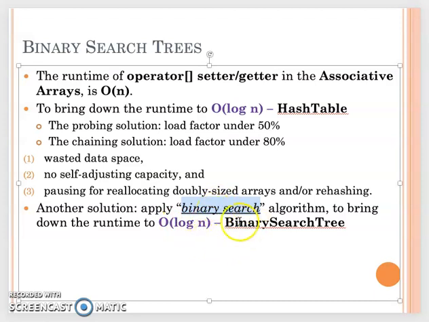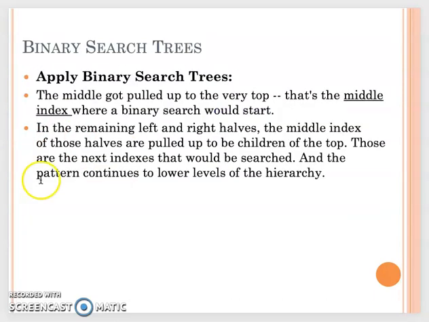We will create a binary search tree to replace our associative array and hash table. They still provide the same functionality. You provide a key, you provide the associative value. But one thing is, we will have all our data in a sorted order. So that's why we can perform the binary search, and we will bring down the runtime to log n. So now we will see how we should have our data sorted.